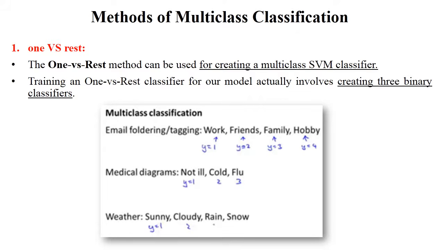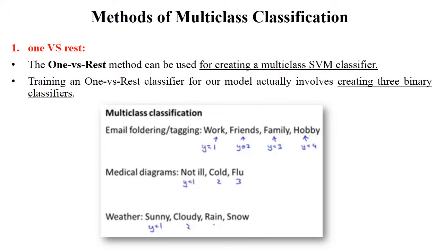The first method of multi-class classification is one versus rest. The one versus rest method can be used for creating a multi-class SVM classifier. It means the number of classes is equal to the total number of classifiers. For example, take email tagging: work, friends, family, hobby. You can tag any group for sending the email.